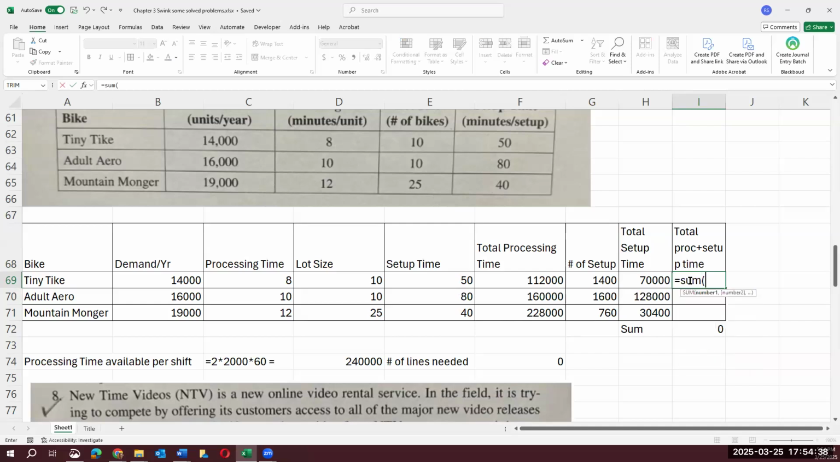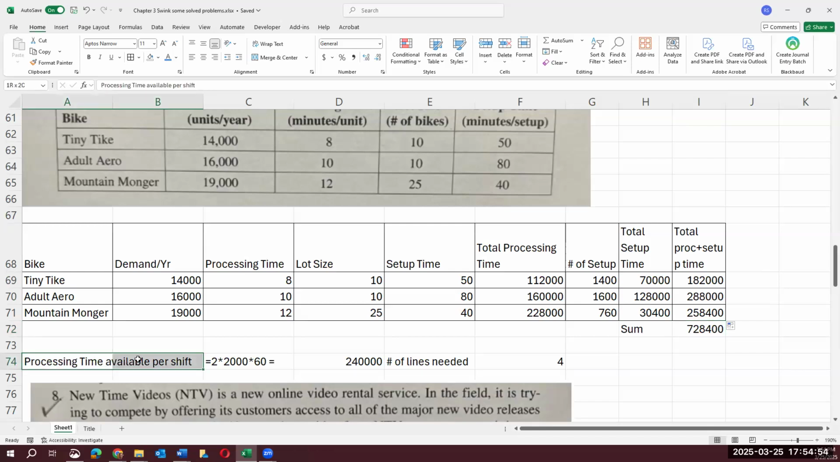So equals SUM of this one and this one, and double click, it fills it up. And then I have a total sum; this is the total amount of time you will need. Each processing time per line, it should actually say per line, not shift, is, you have, this is the annual processing time. This is the annual number of minutes you need.